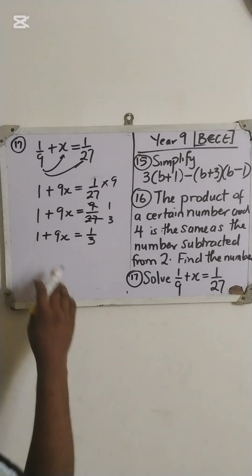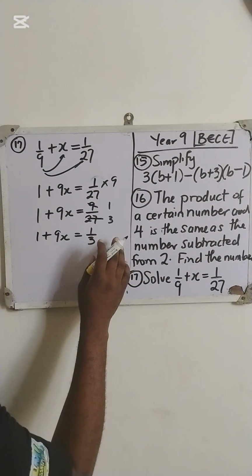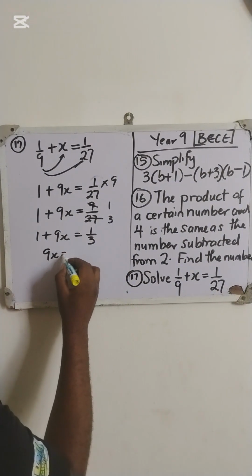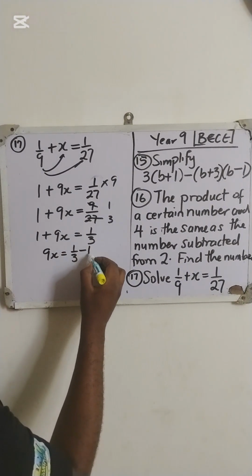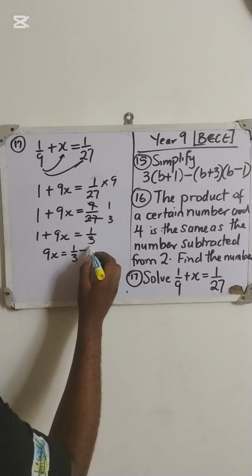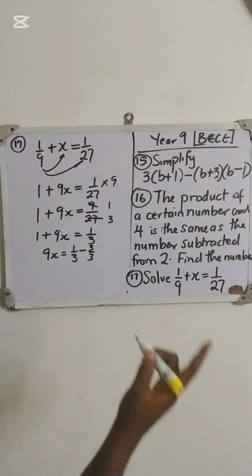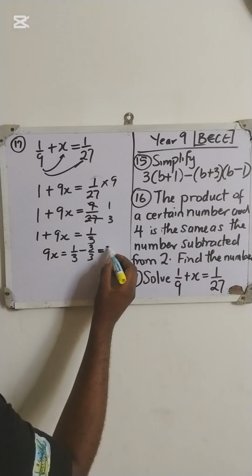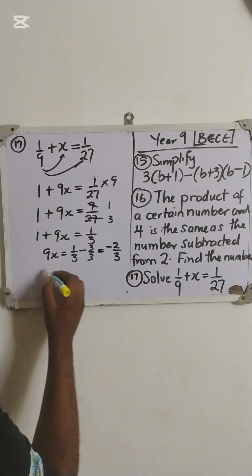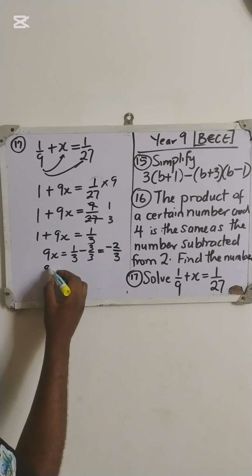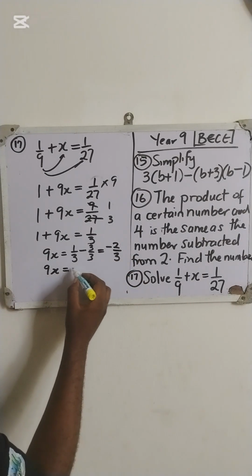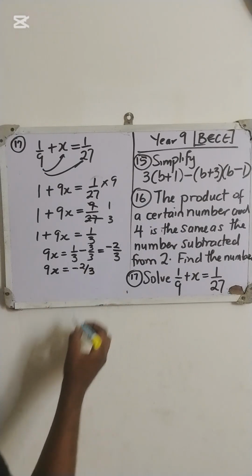All right? So we take our 1 out. So we have 9x equals 1 over 3 minus 1. It's like saying 1 over 3 minus 3 over 3, because 1 is 3 over 3. So this will give us minus 2 over 3. So we have 9x equals minus 2 over 3.